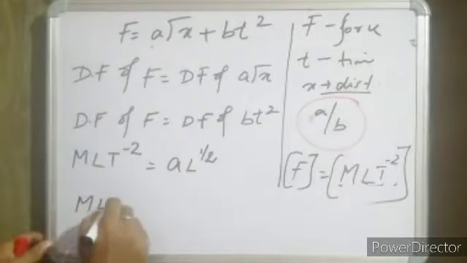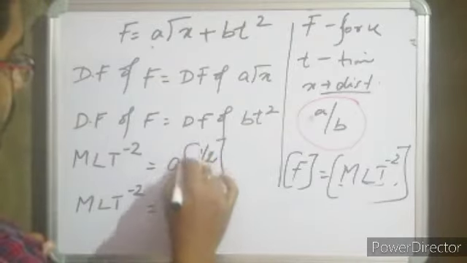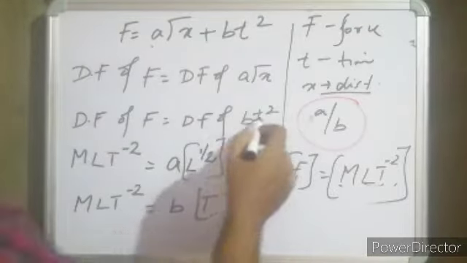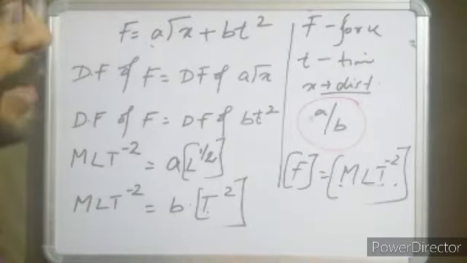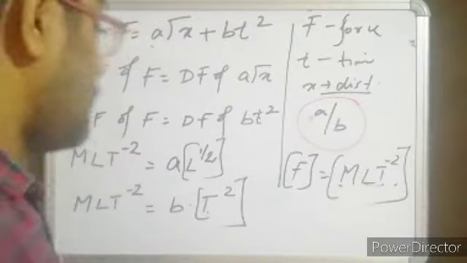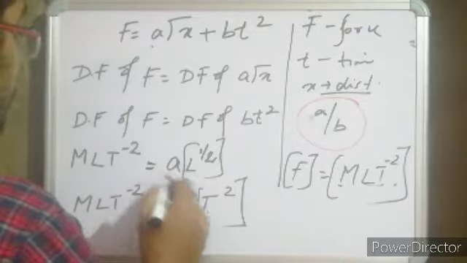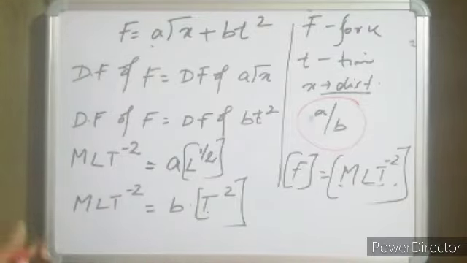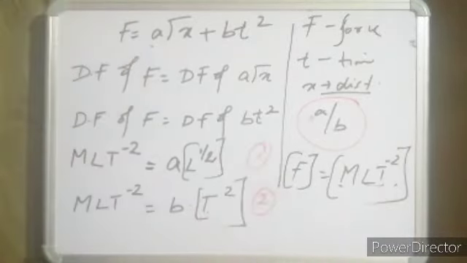Again, M L T raised to minus 2 is equal to B into T square. The dimension of T is time, so T square gives time square, it will be T square. So from here, can I get my B by A ratio? Of course I need to find B by A only. So if I take this as my equation 2, and this as my equation 1, just divide equation 2 by 1.